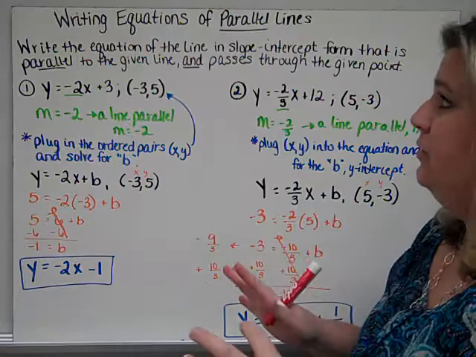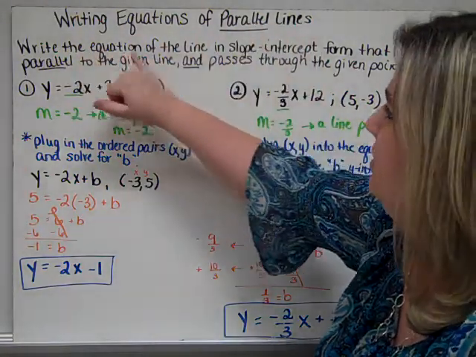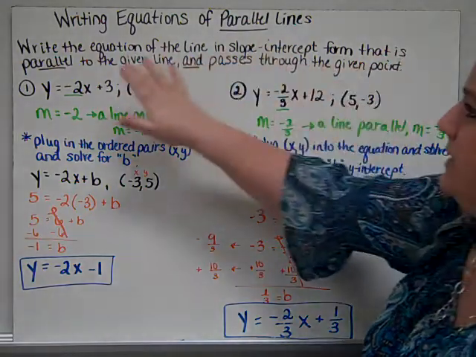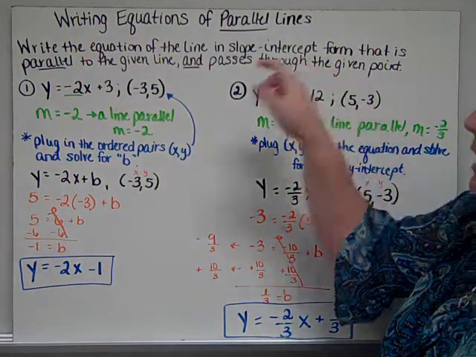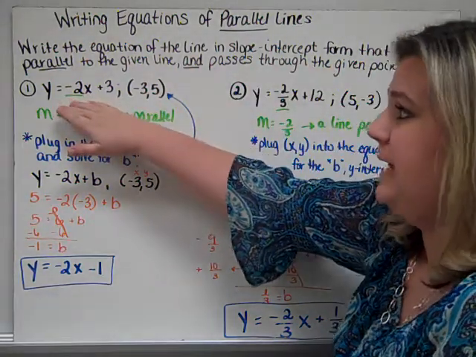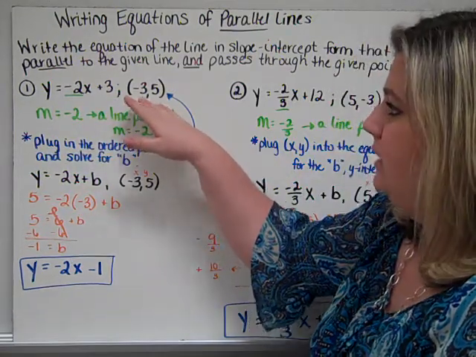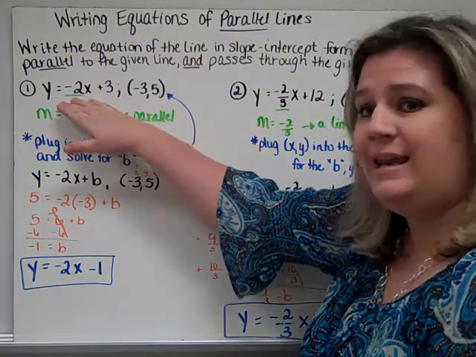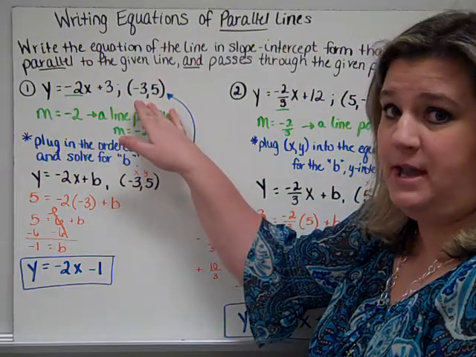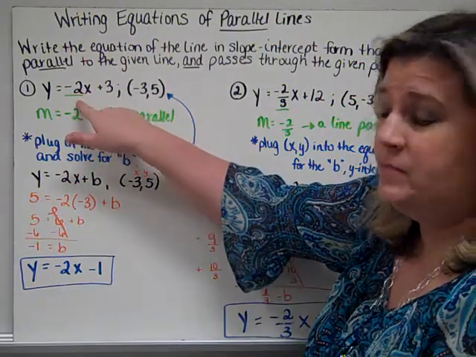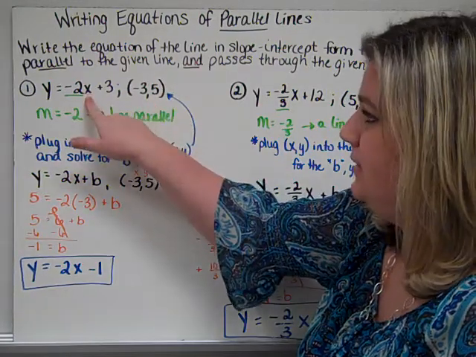Let's focus now, for these examples, on parallel lines: writing equations of parallel lines. Write the equation of the line in slope-intercept form that is parallel to the given line and passes through the given point. I have this given line, y equals -2x plus 3, and a point, (-3, 5). I want to find a line that is parallel to that line and goes through this point. This point has nothing to do with the given line.